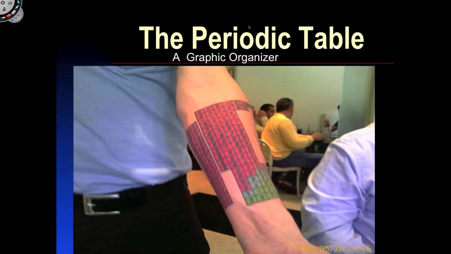It's certainly something you're going to find in any chemistry lab, any chemistry classroom. You walk in the room, first thing you'll notice is the periodic table. There's also different types you'll see, and you might even find it on the forearm of a crazy science teacher, like this picture here.